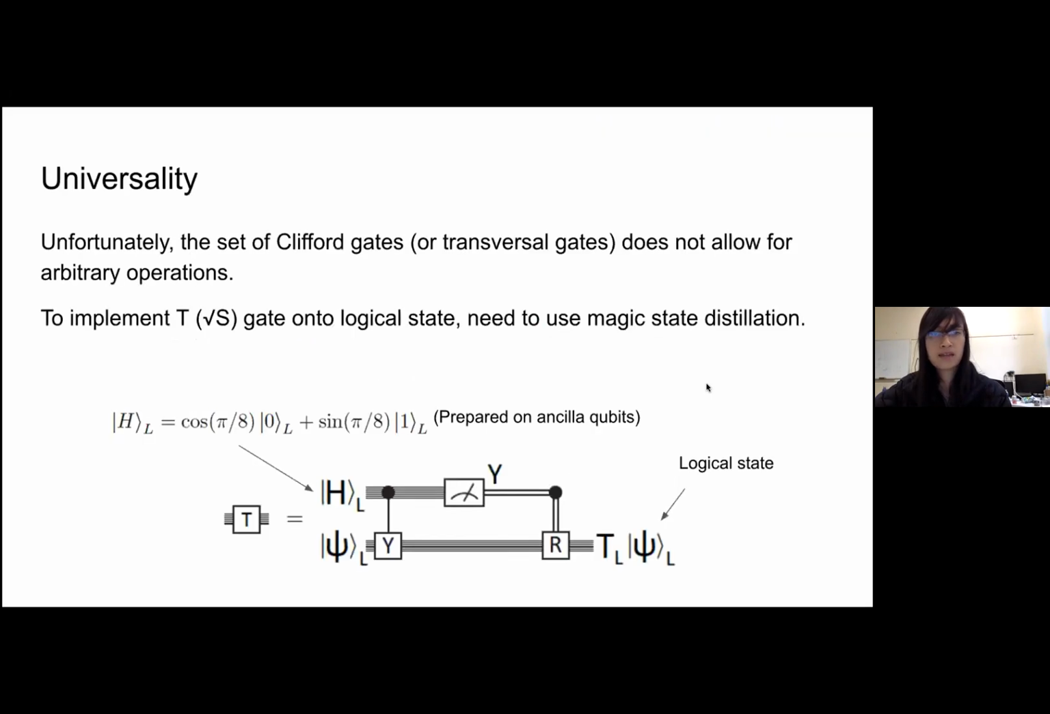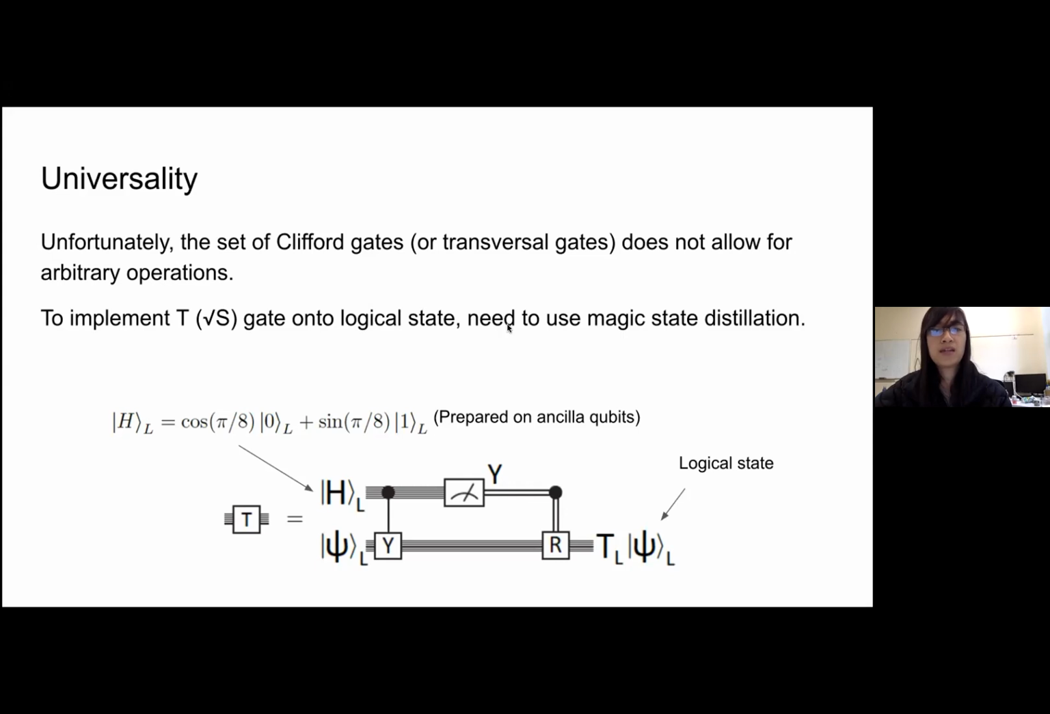Cool. And last, before I end and let the speaker present, is this conversation of universality. I mentioned that for the Clifford gates, it's very straightforward how to implement them. You just implement them transversally, but as most people know, that doesn't allow you to do arbitrary operations. So this is not a universal quantum computer yet. In order to do that, typically people implement a T gate. And so the set of Clifford gates plus a T gate allows you to do arbitrary operations.